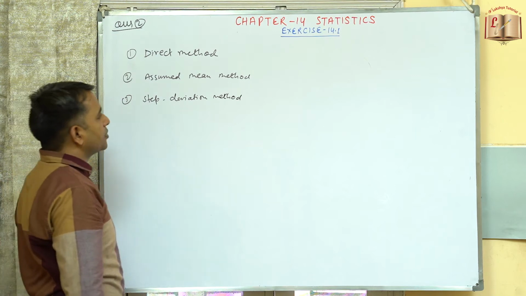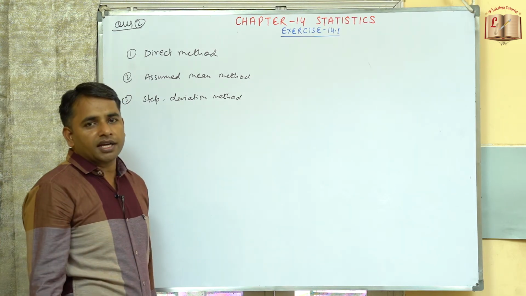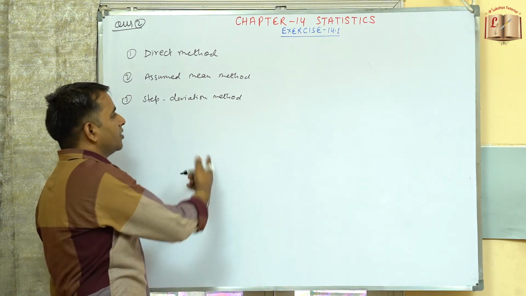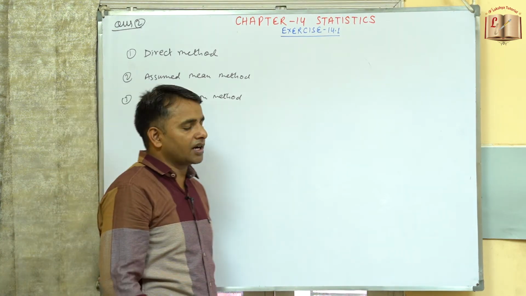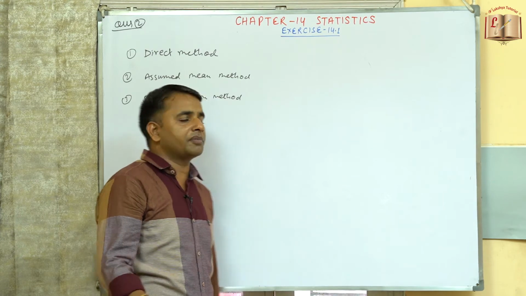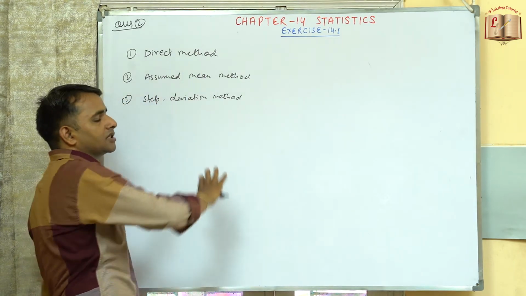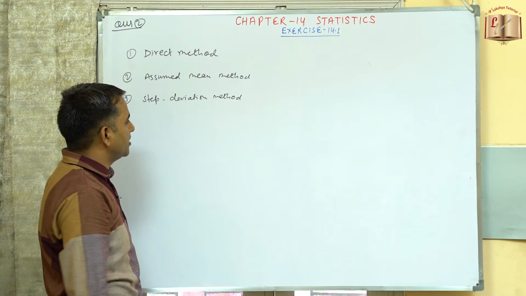ये सारे अगर आप डायरेक्ट मेथड से भी करोगे मीन तभी भी आएगा. जरूरी नहीं कि आप पर्टिकुलर मेथड को फॉलो करो तभी मीन आएगा, ऐसा कुछ भी नहीं है. और अगर आपको एग्जाम में दिया हो कि फाइंड आउट द मीन बाय सुटेबल मेथड, अब आप तीनों में से कोई भी मेथड यूज कर सकते हो. यू आर फ्री टू चूज एनी ऑफ द मेथड्स.